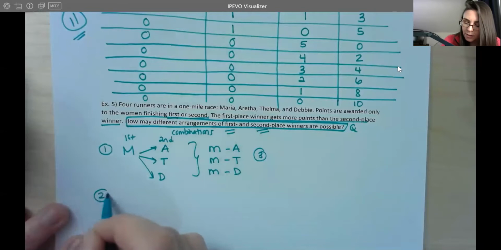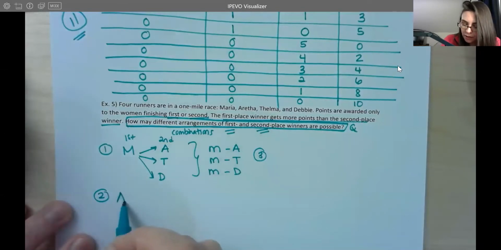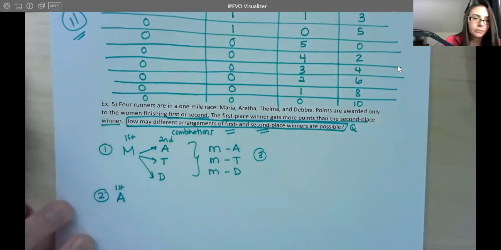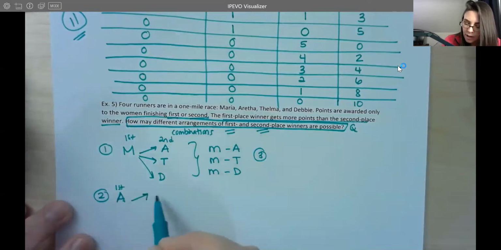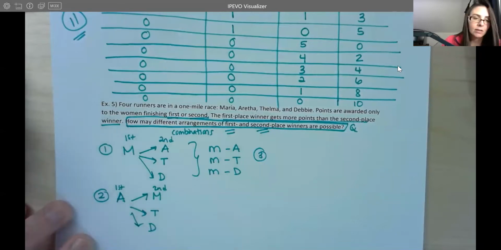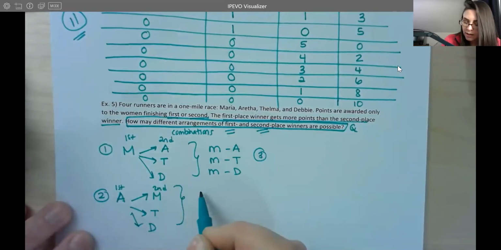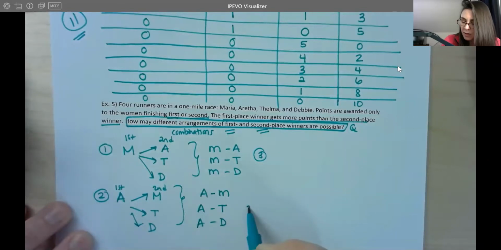But it doesn't have to be Maria first. It could be Aretha first. So if Aretha is first, Maria could be second, Thelma could be second, or Debbie could be second. So again, let's say Aretha's first. Well, Maria could be second, Thelma could be second, or Debbie could be second. So there's 3 more possible combinations here.